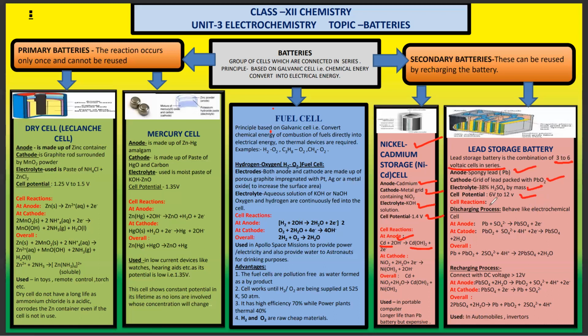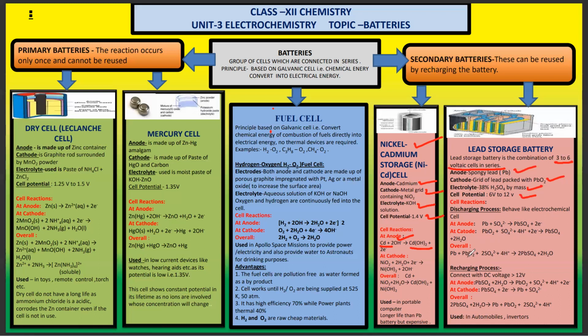Now there are two types of reactions, discharging and recharging. In discharging, it behaves as an electrochemical cell. So during discharging at the anode, lead is oxidized into lead sulfate by loss of electrons. At the cathode, PbO2 is reduced into PbSO4 by gain of electrons in the presence of electrolyte. So what is the overall reaction?